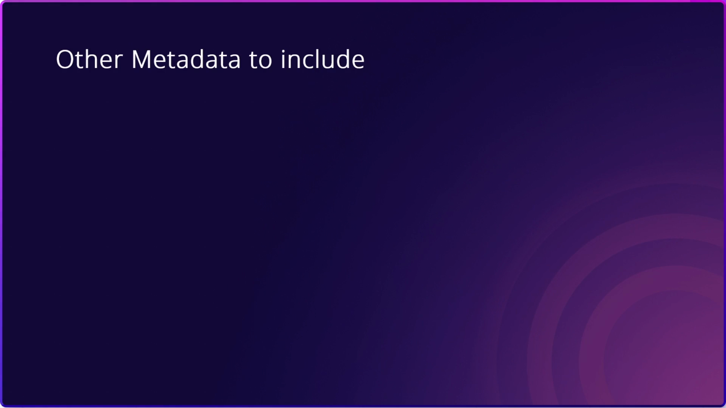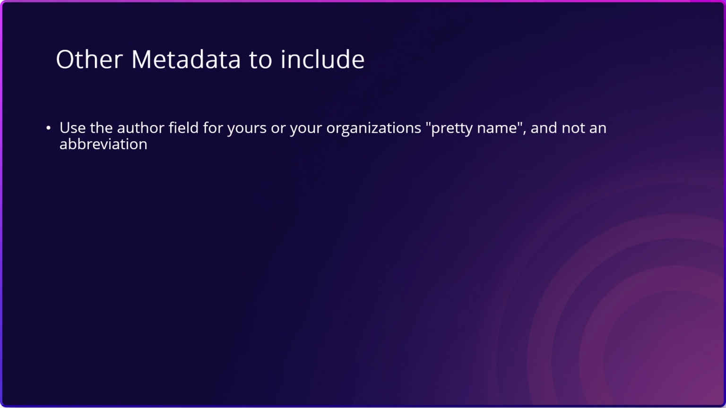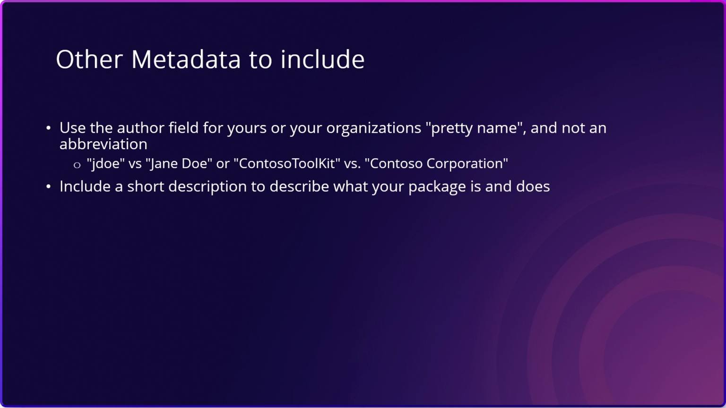So let's talk a little bit about some other metadata you can include to foster trust. First, we have the author field. This should use your organization's pretty name and not just an abbreviation. For example, if my NuGet package username is JDoe, then using Jane Doe for the author field might help users recognize me as an author. If my organization's NuGet.org username is Contoso Toolkit, then using something more like Contoso Corporation may be more recognizable and inspire more consumer trust.